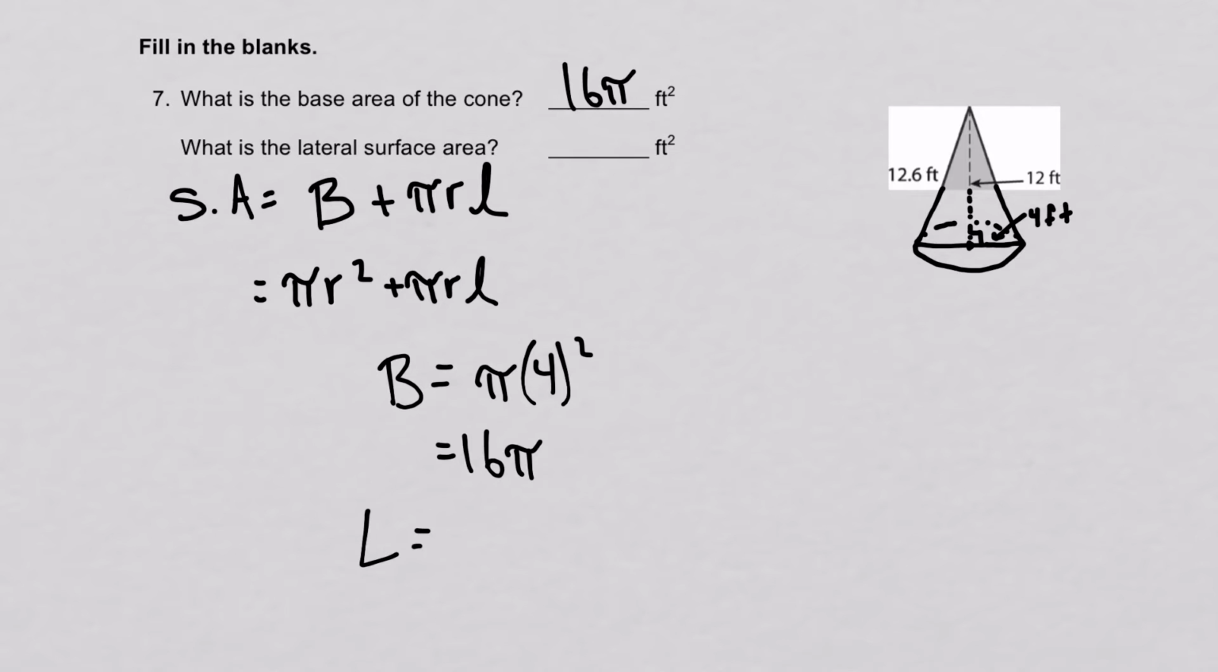Lateral surface area, the symbol we use is capital L. So it's going to be pi times R, which is 4 still, times the slant height, which is 12.6 feet. Multiply those out, and we get 50.4 pi.